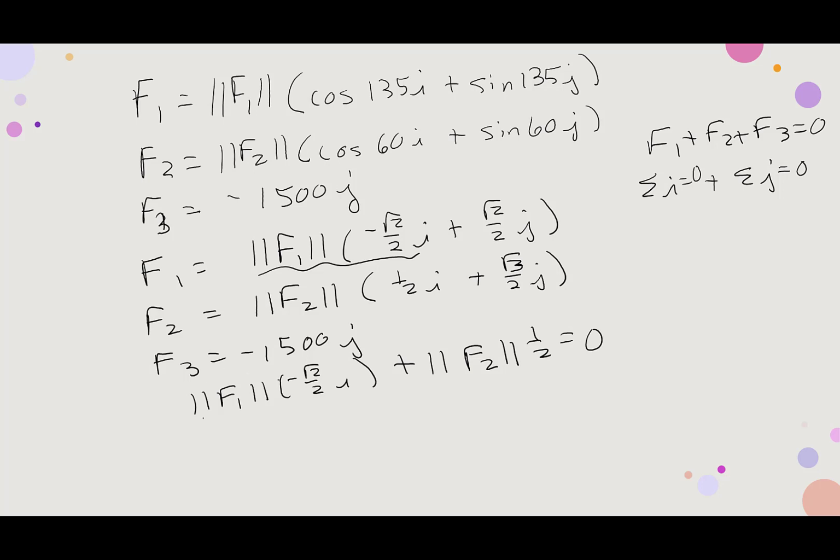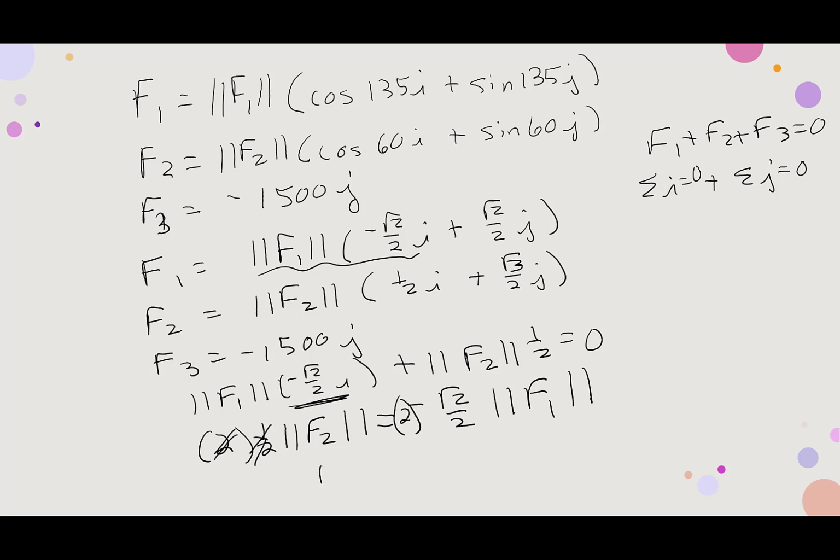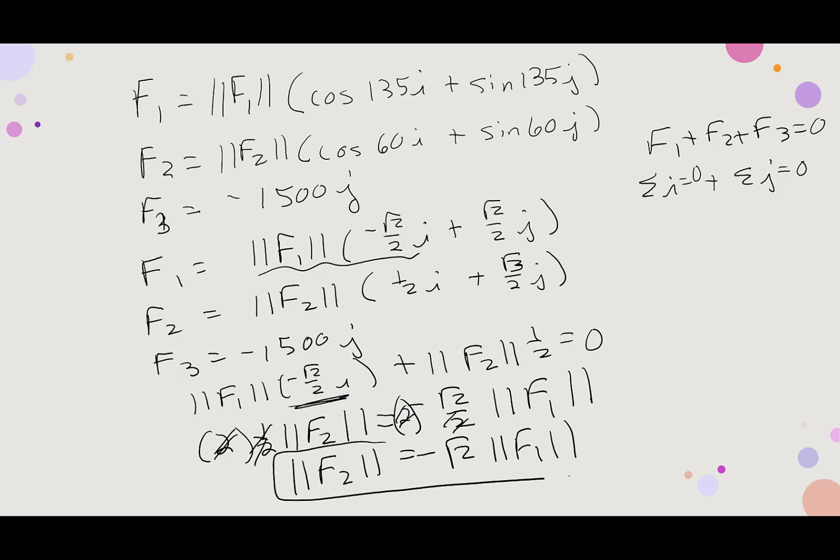So we could take this, right, just this piece, and do a little rearrangement. Because this part is negative, let's move it over to the right. I'm going to put the 1/2 in front of the magnitude of F2 and say that's equal to negative the square root of 2 over 2 times the magnitude of F1. To get rid of this 1/2, I'm just going to multiply by 2, which shows I multiply this also by 2. Now I have that the magnitude of F2 is equal to negative the square root of 2 times the magnitude of F1. So we don't exactly know any answer, but this is going to be helpful.